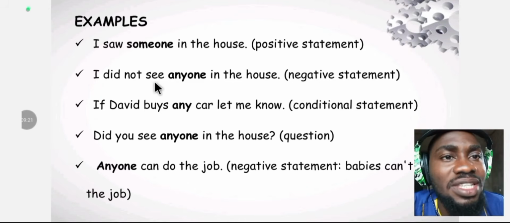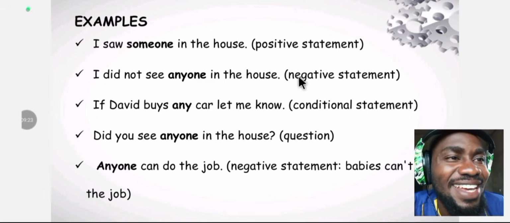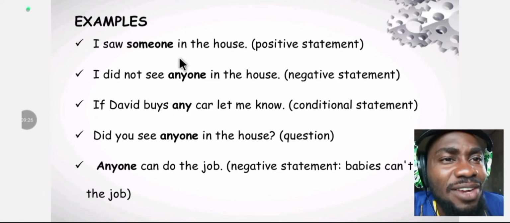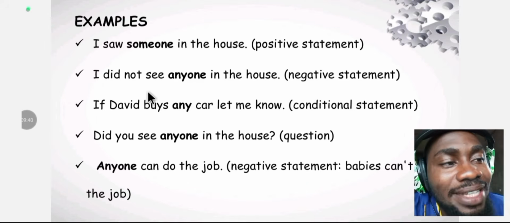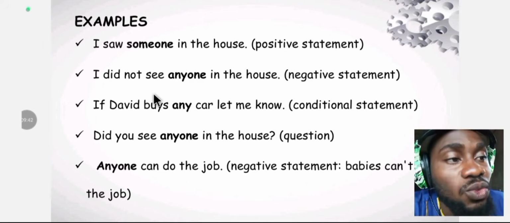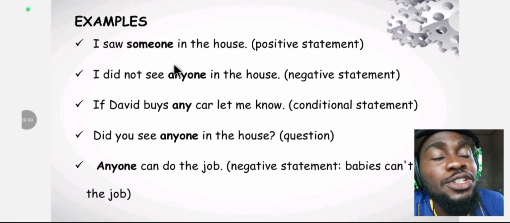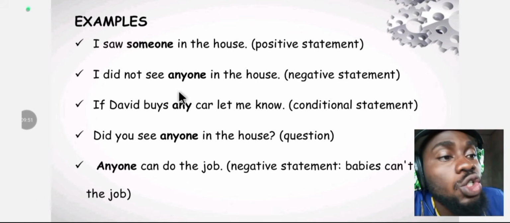I did not see anyone in the house. It's a negative statement. What did you notice here? We use the any form. Why is this statement a negative statement? Because did not is negative. It shows that there is no evidence. It's not factual. It's not true. You didn't see, did not, nothing.